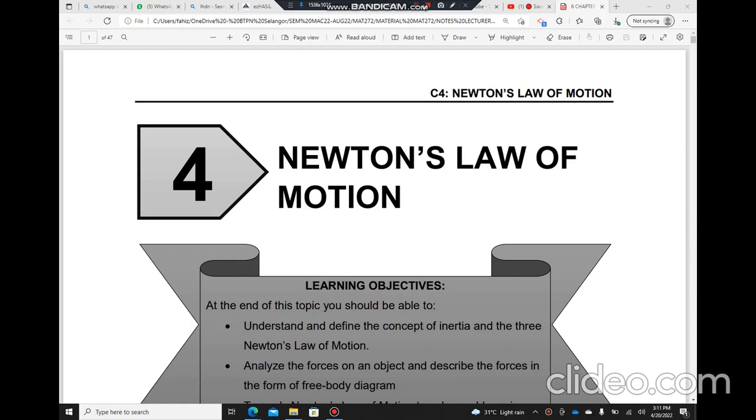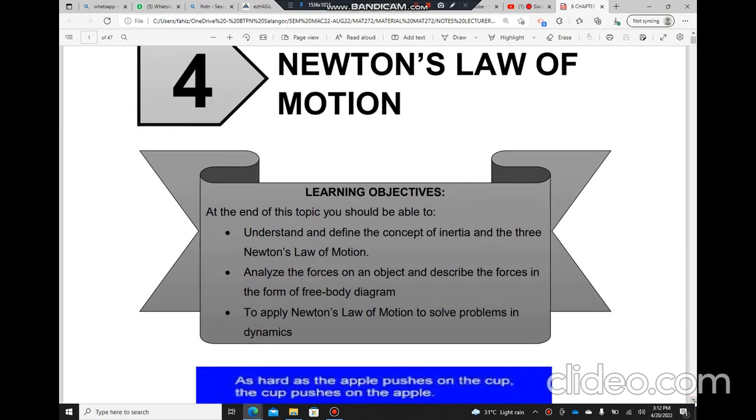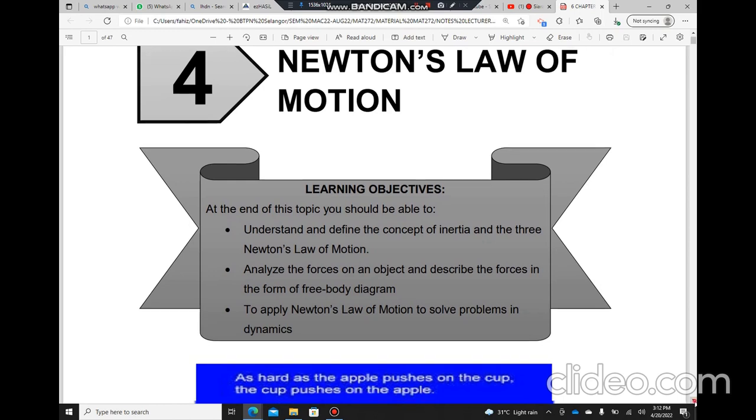Okay, so for chapter 4, Newton's law of motion. The learning objectives for this chapter are: first, understand and define the concept of inertia and the three Newton's laws of motion. Second, analyze the forces on an object and describe the forces in the form of a free body diagram. And the last one, to apply Newton's laws of motion to solve problems in dynamics.